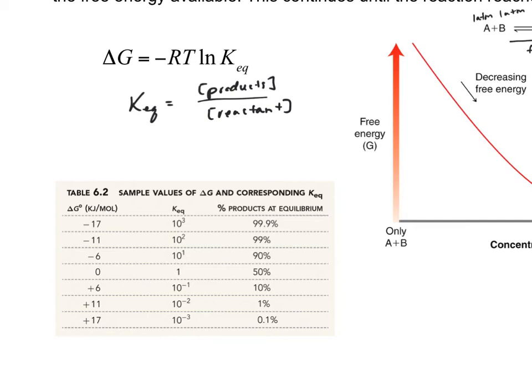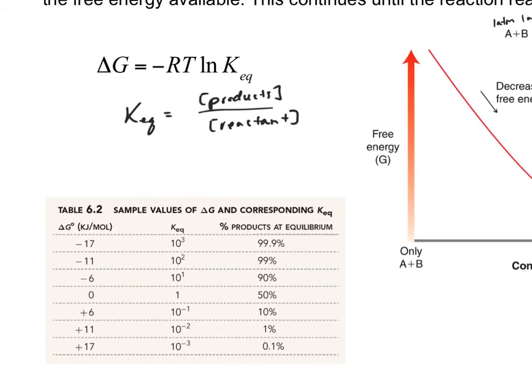So if delta G was infinite, then K_eq would be 10^0, right? Or minus infinite, or whatever you want to look at like that. What I'm trying to make note of here is that regardless of the reaction, there will always be some reactant or some product at equilibrium. It may be one molecule to a billion, but there will still be one molecule.